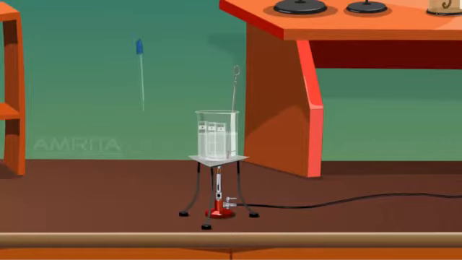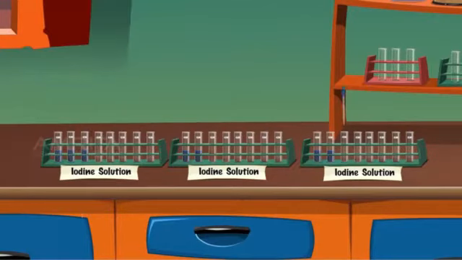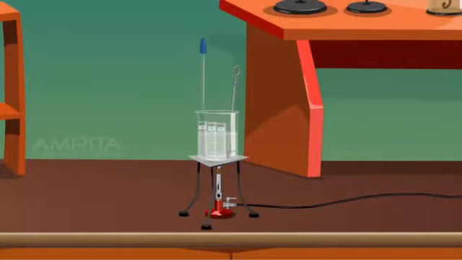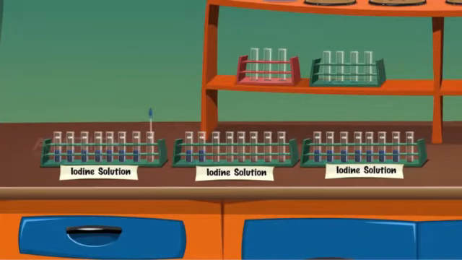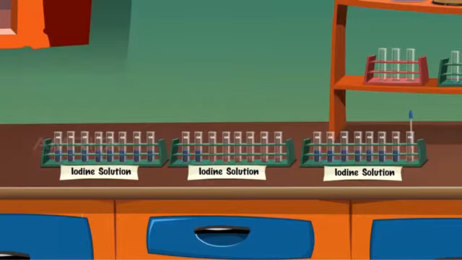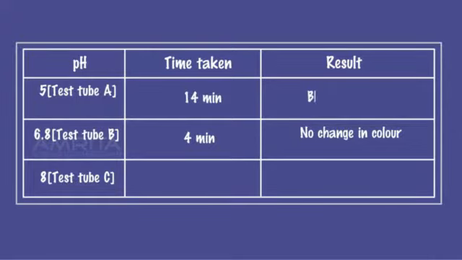Keep on repeating the experiment at an interval of every 2 minutes till the color of iodine does not change at pH 5 and pH 8. After the 14th minute, the color of iodine changes to blue-black at pH 5 and pH 8. Note the time in the table.